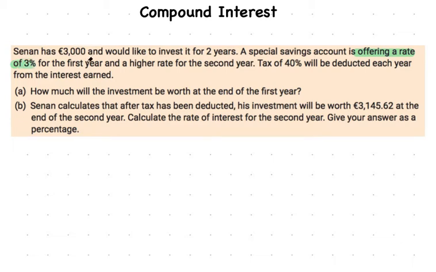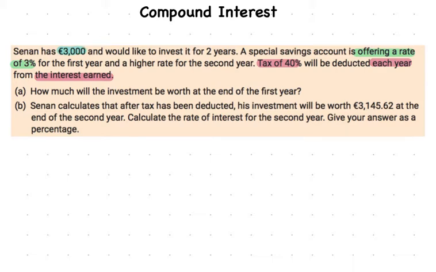for the first year and a higher rate for the second year. Tax of 40% will be deducted each year from the interest earned. That's another key point there that we haven't come across yet. Tax of 40% after each year, on the interest earned is the other thing. So there's key information, and it's about identifying that and pulling it out for ourselves. And then we have what we put in.